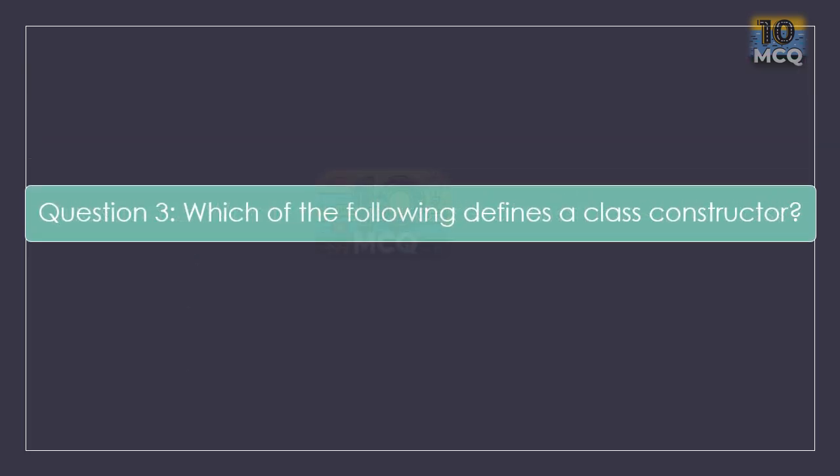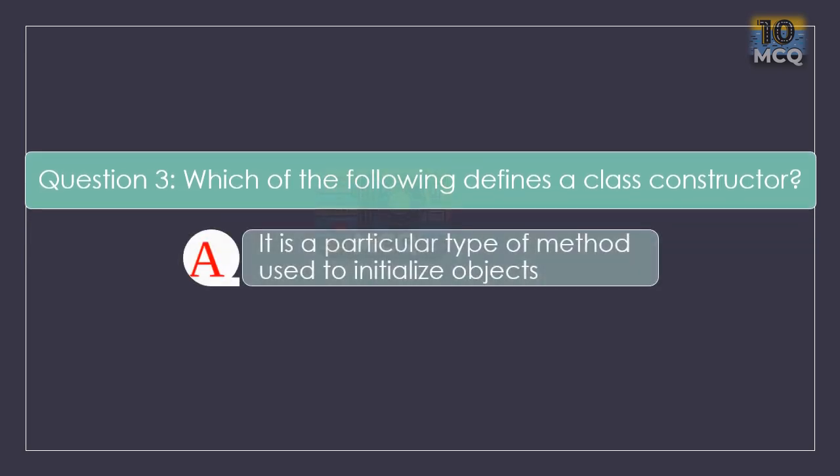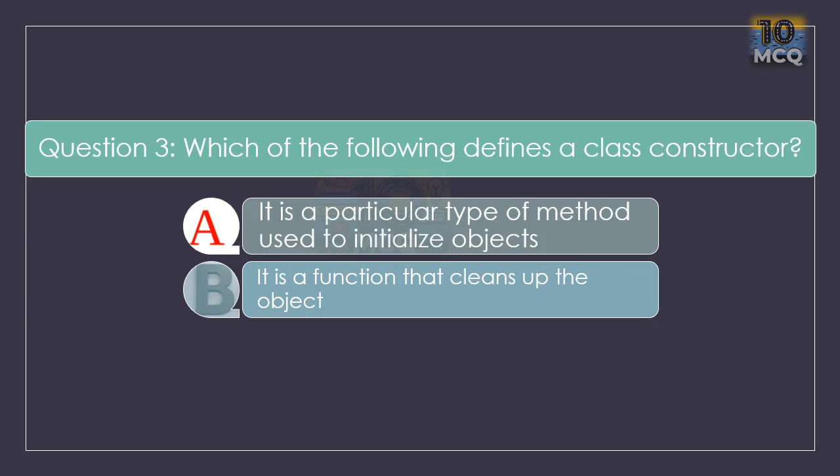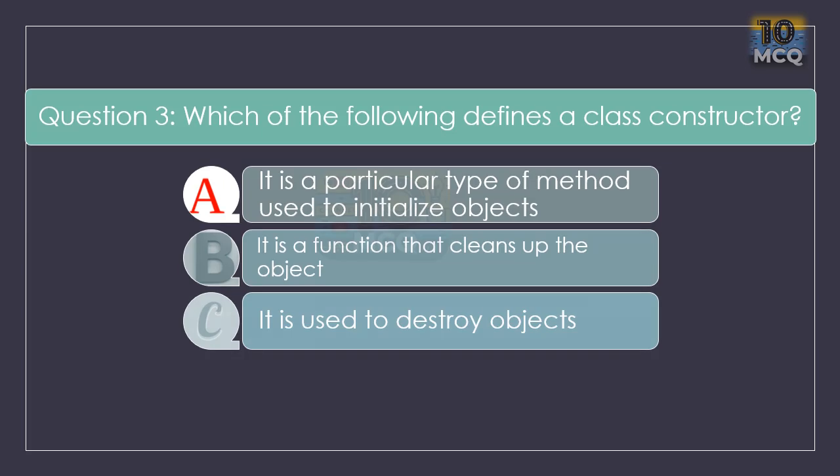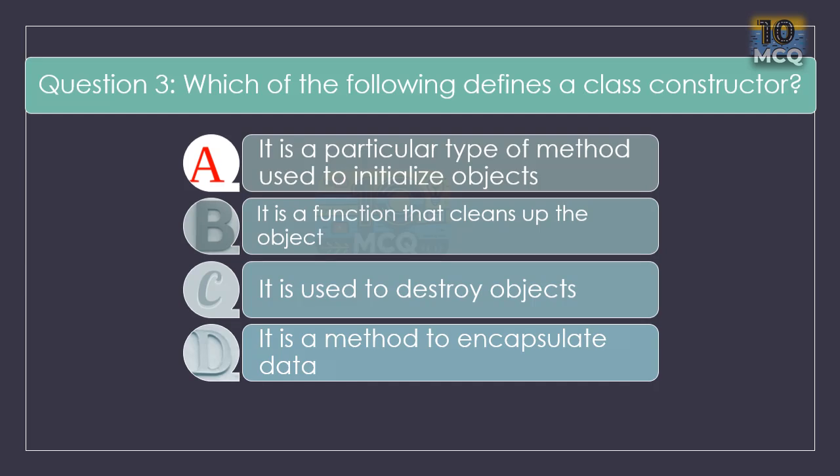Question 3. Which of the following defines a class constructor? Option A, it is a particular type of method used to initialize objects. Option B, it is a function that cleans up the object. Option C, it is used to destroy objects. Option D, it is a method to encapsulate data. The correct answer is option A. It is a particular type of method used to initialize objects.